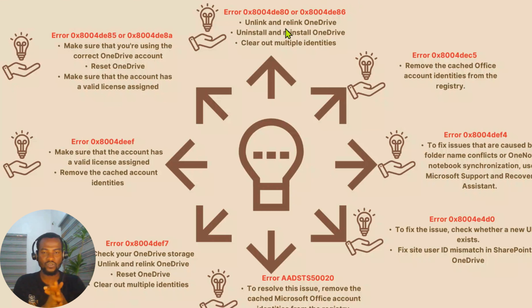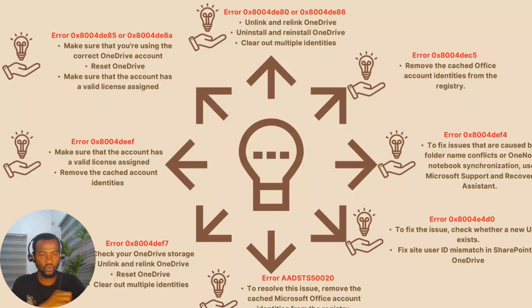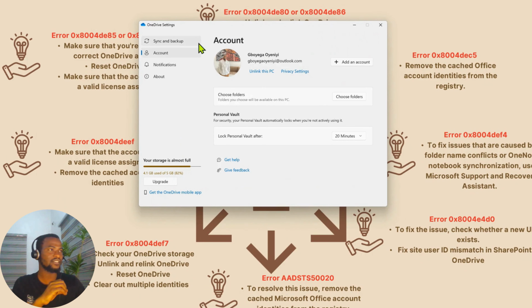So there are three ways of trying to fix this. The first one is to unlink and relink OneDrive. The second option is to uninstall and reinstall, while the third one is to clear out the multiple identities. We're going to be looking at the first one and the third one. Right. The first one is to unlink. To unlink, all you need to do is go to your taskbar, you see the OneDrive icon, you right click on it, you come to settings, then you come to account, then you'll be able to unlink the account.